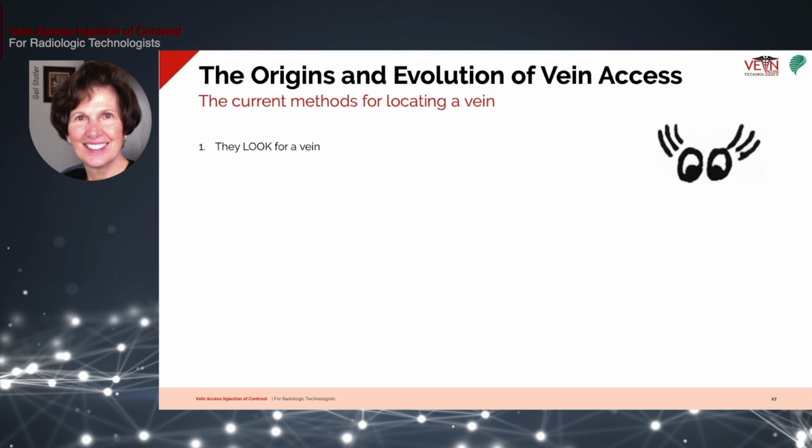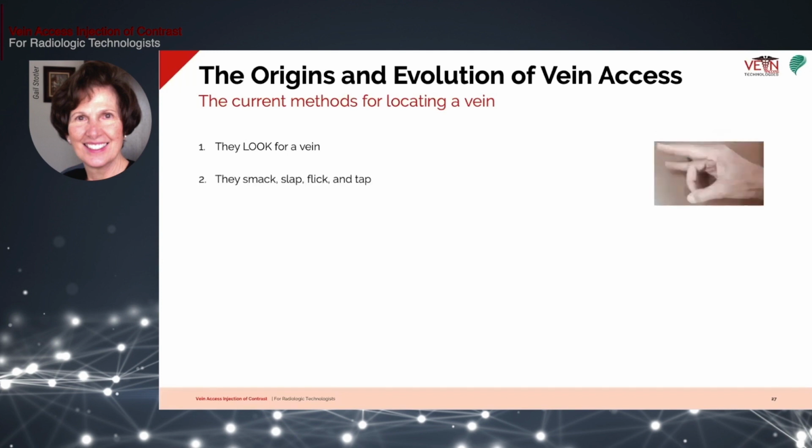And even if you could see a vein, what you don't know is, you've heard the expression, you can't judge a book by its cover. Well, you can't judge a vein by its cover either. So there is more to that story than just seeing a vein. The next method, they want to smack, slap, flick, or tap, thinking that that's going to enlarge the vein. They don't know it. We're going to talk about it shortly, but that actually causes vasoconstriction, not dilatation.